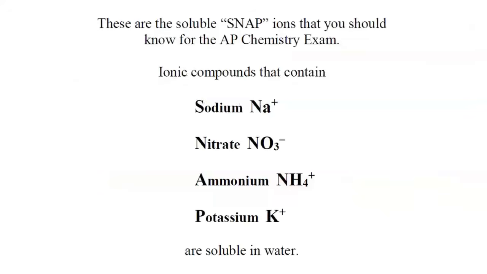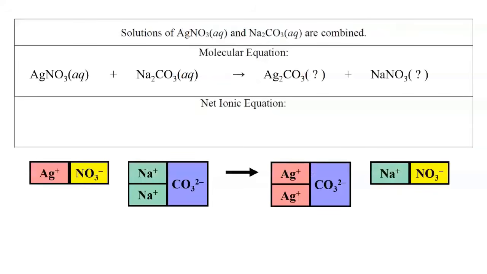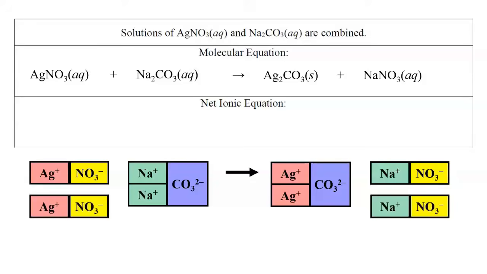But since sodium and nitrate are soluble, part of the soluble SNAP ions, that means that sodium nitrate will be soluble, so it gets the aq, and then the precipitate must be the silver carbonate, the Ag2CO3. To balance the equation, we need 2 silvers on both sides. So we put a 2 in front of the AgNO3, and then we need 2 sodiums and 2 nitrates. So again, the coefficients from left to right in the balanced equation are 2, 1, 1, and 2.